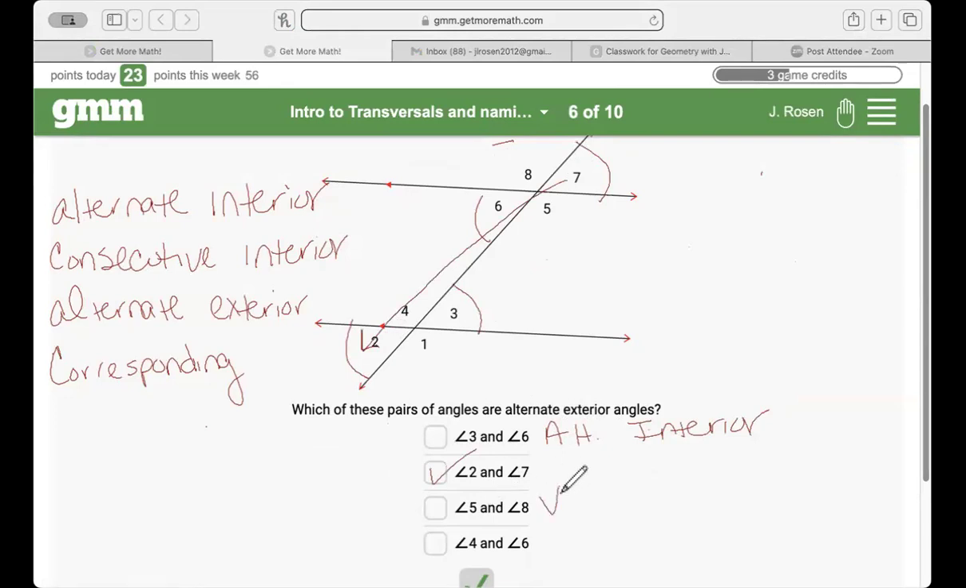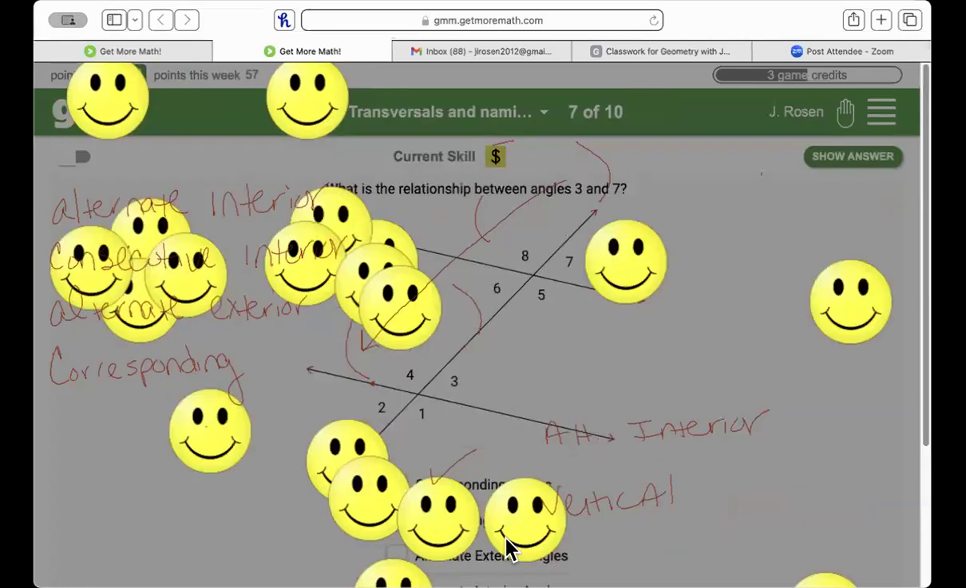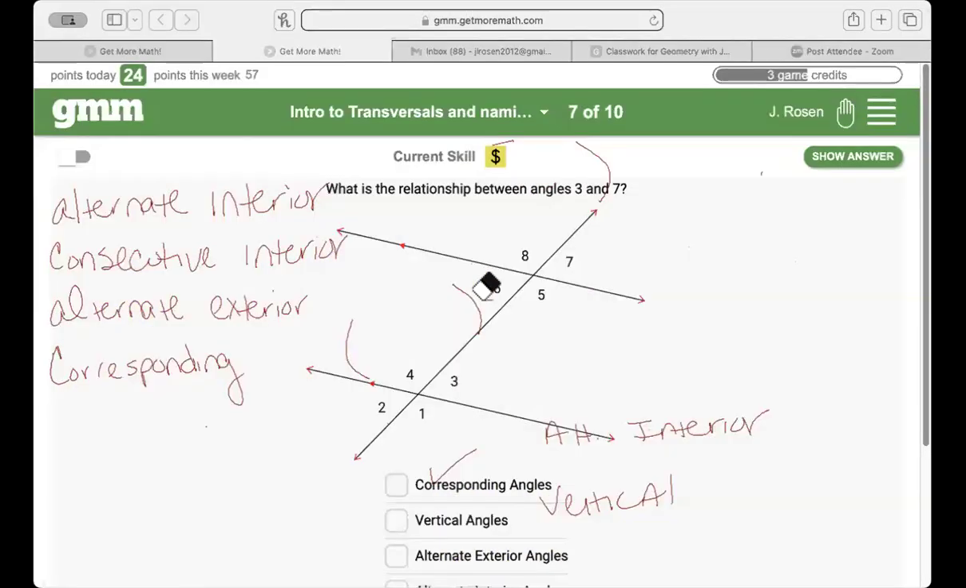Okay, 5 and 8 are vertical. And 4 and 6 are same side interior or consecutive. Okay, so again, I would have them written down. That way it'll help you as you're starting to learn these, but we're going to continue to use these. So definitely make sure that you commit these to memory.